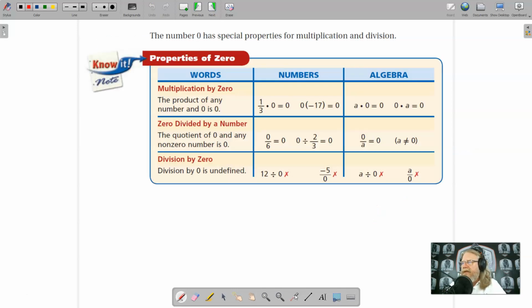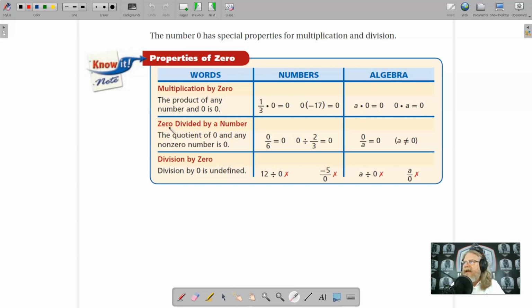Let's talk about the number 0. The number 0 has special properties for multiplication and division. Properties of 0. In words, we say multiplication by 0. The product, remember product is whenever we multiply, of any number and 0 is 0, such as 1/3 times 0 is 0. 0 times negative 17 is 0. Anything times 0 is 0. So no matter what your number is, and we'll use A to represent any given number, any number times 0 is going to equal 0, or 0 times any number equals 0.